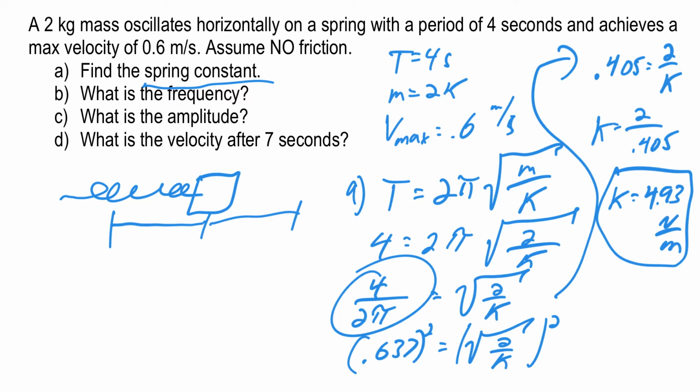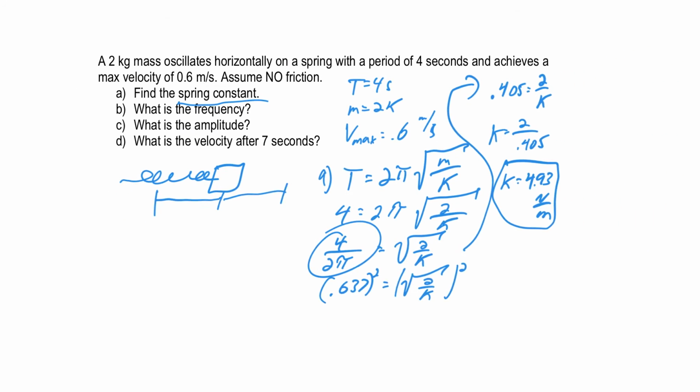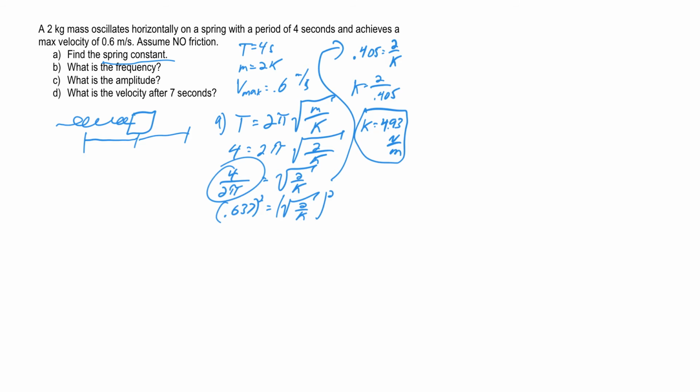All right, let's go ahead and find the frequency. Actually, let's make some more space here. Remember, the frequency is simply the inverse, the reciprocal of the period. So the period in this case was 4 seconds, right? So that's easy. Frequency is 1/4, or 0.25 hertz. So that's letter B. Letter C, what is the amplitude?